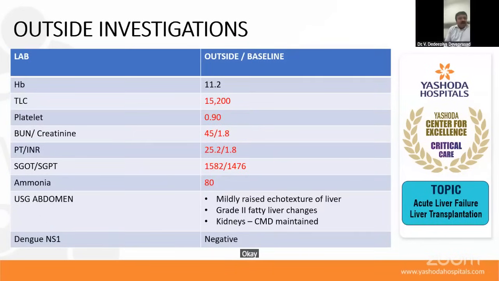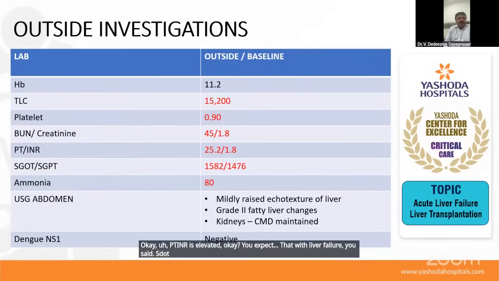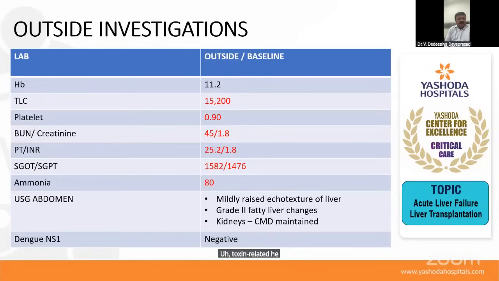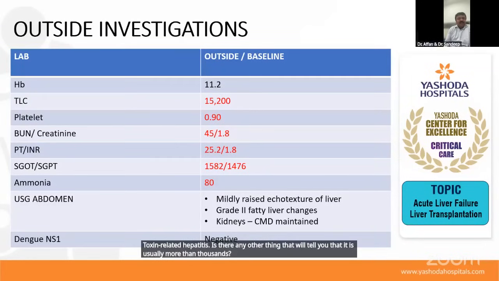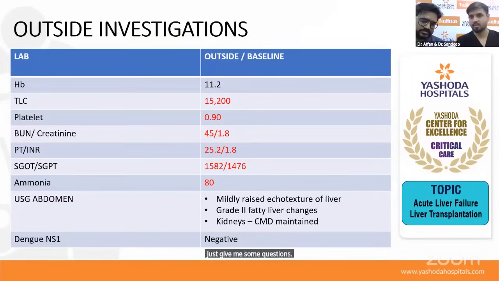Okay. PT INR is elevated. You expect that with liver failure, you said. SGOT, SGPT is more than thousands. And you said if it's more than thousands, you think of viral hepatitis, you think of toxin related hepatitis. Is there any other thing that will tell you that it is usually more than thousands? Ischemic hepatitis. Ischemic hepatitis also is more than thousands.